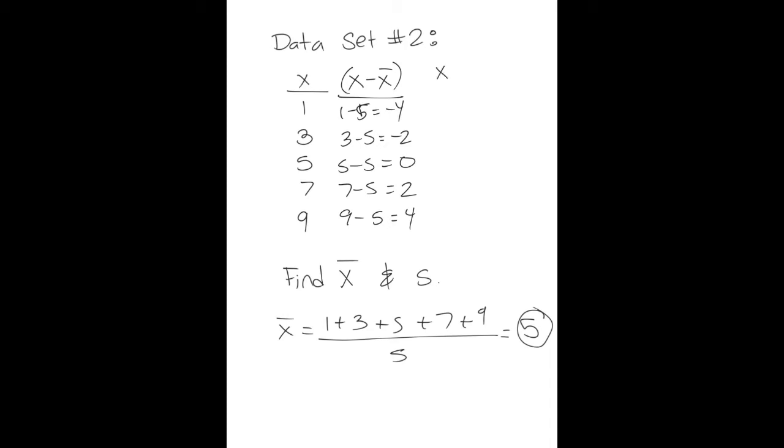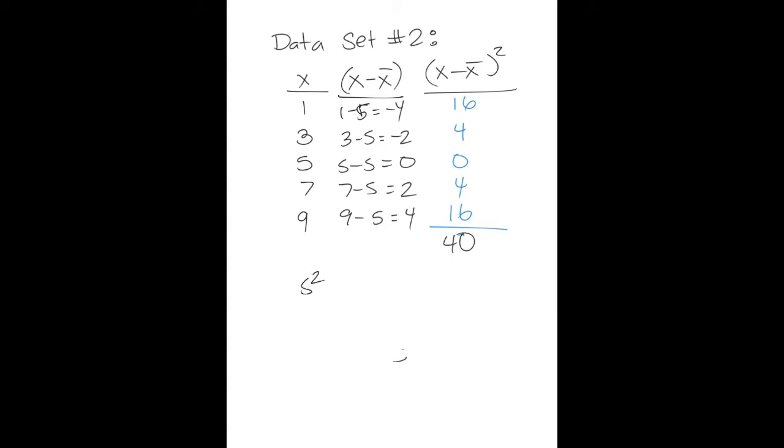Next step, let's do x minus x bar squared. So this is the squared deviations. So now we have 4 squared, which is 16, 2 squared, which is 4, 0, 4, and 16. Right, so let's find the sum of our squared deviations. So 16 plus 16 plus 4 plus 4, which equals 40.